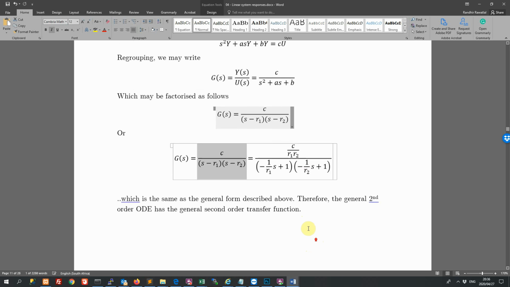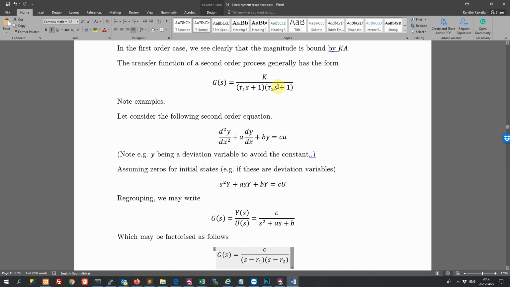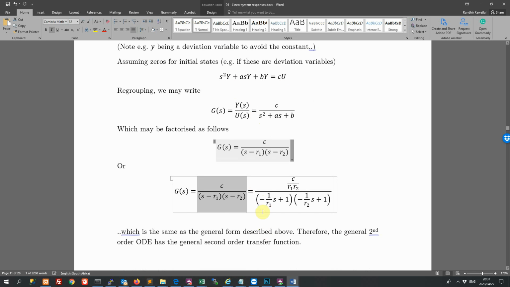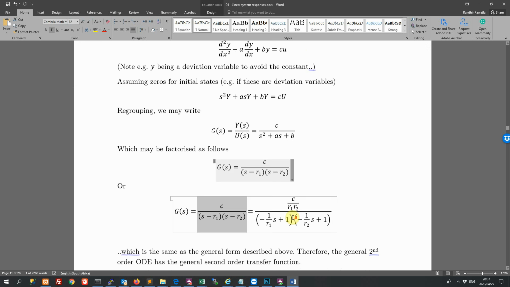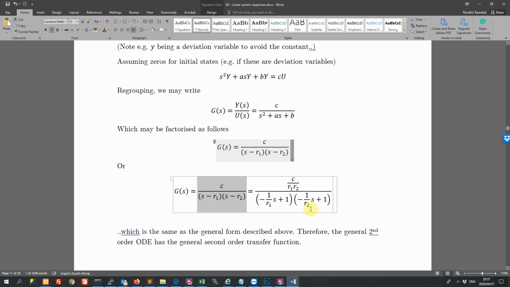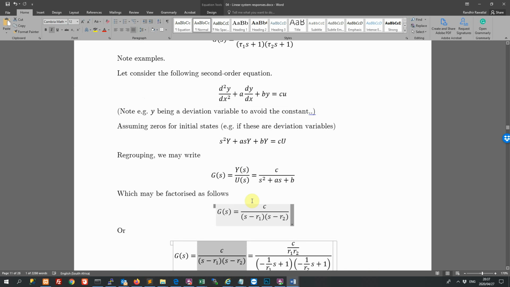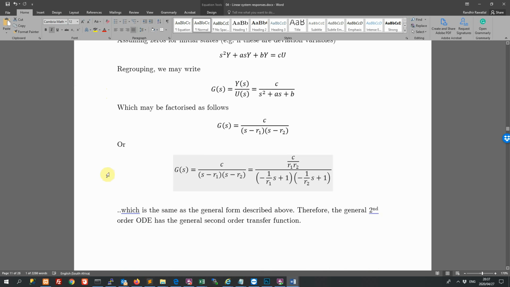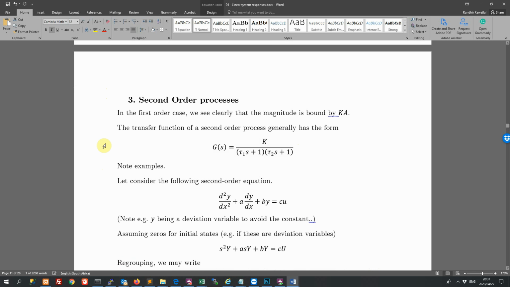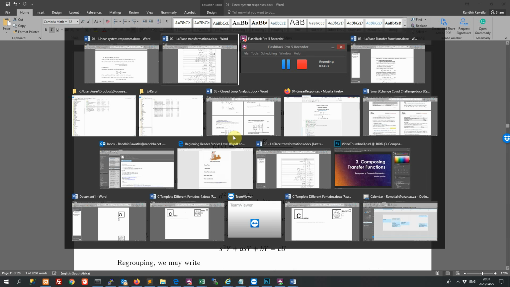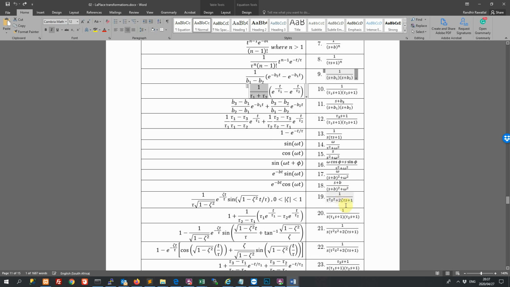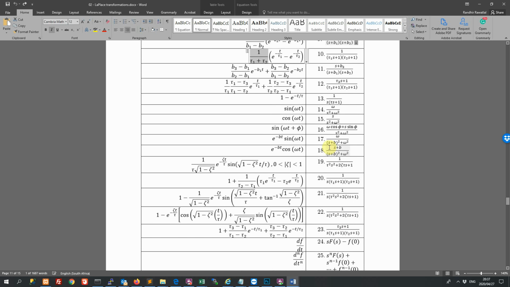And then we recognize this now has the same form as this equation here, if tau 1 is equal to minus 1 over r1, and tau 2 is minus 1 over r2, right? So you can see if you take a general second order equation, you can translate it into the same form that we expect here, and we can identify time constants, and then for this we have this nice second order solution.